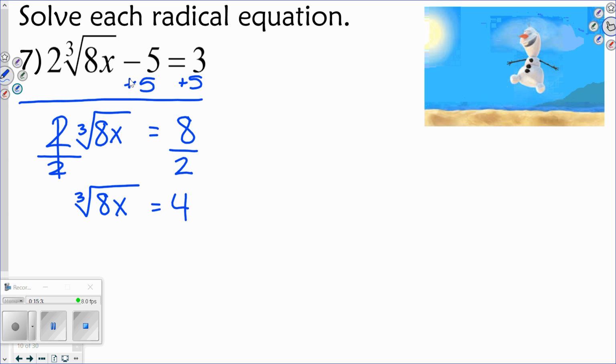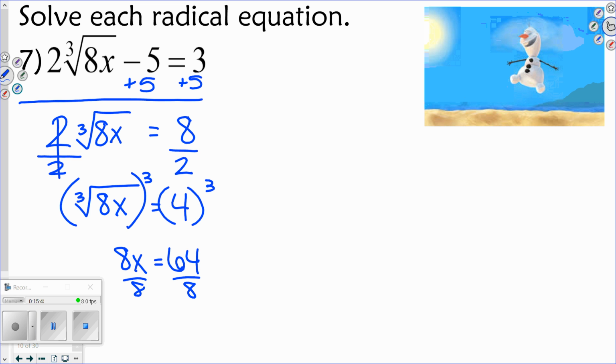Now I can cube both sides. So we get 8x equals 4 cubed. It's 64. Divide by 8. X equals 8.